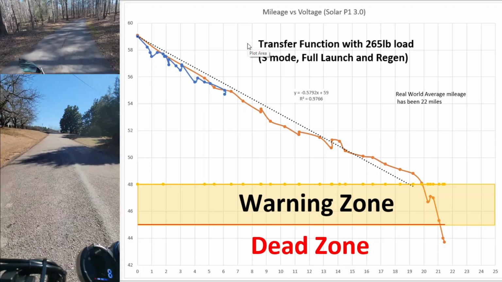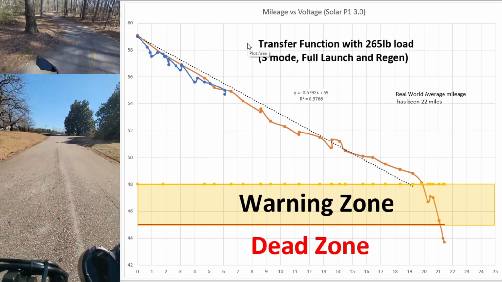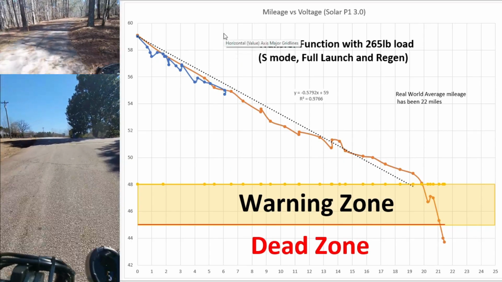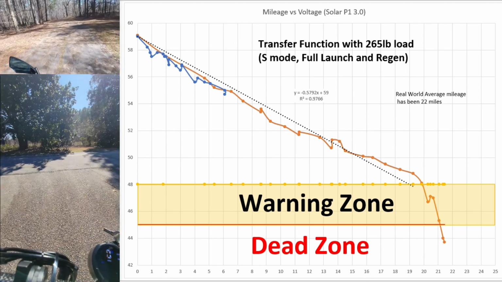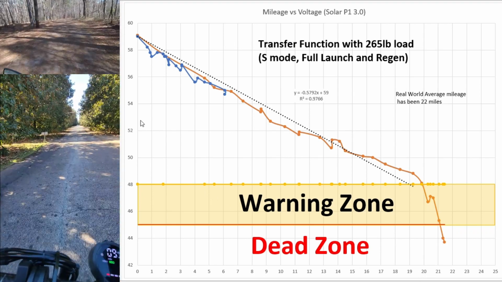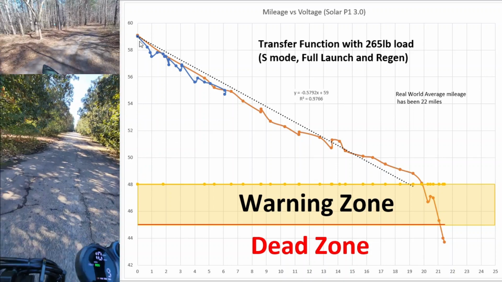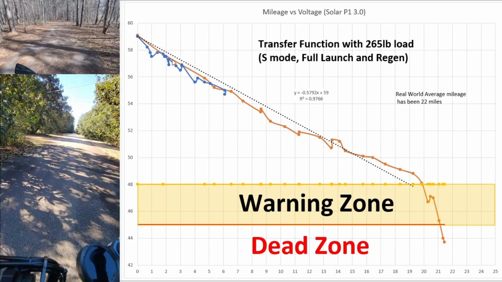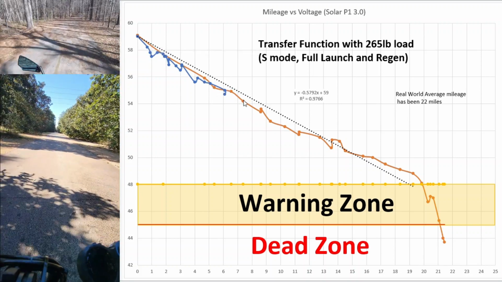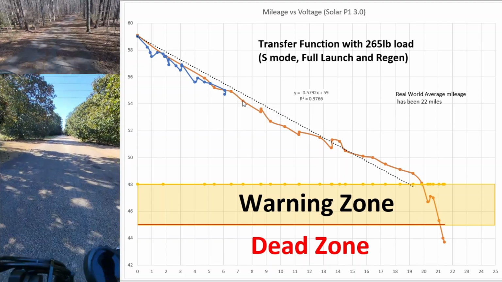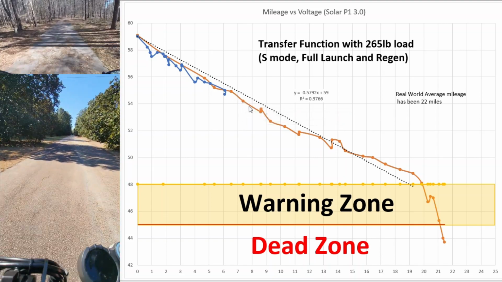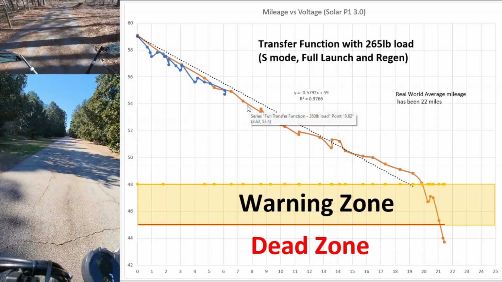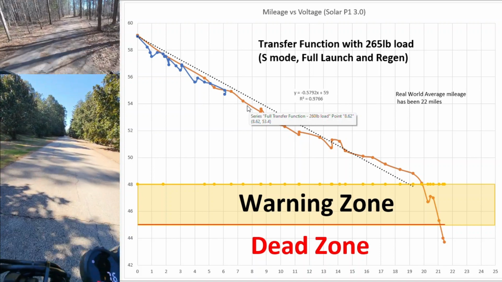Okay, this is a plot of the transfer function for solar P1 3.0, looking at the x-axis, mileage, and the y-axis, battery voltage. So what I did was I took data points. For example, if you look at this orange line, I took data points wherever you see these dots, as much as I could, about every mile or so. And this is driving over all different terrain. I'll put the video up so you can see the conditions I'm driving on.